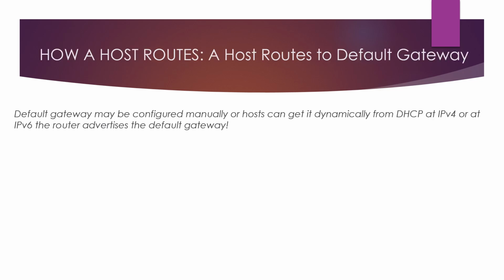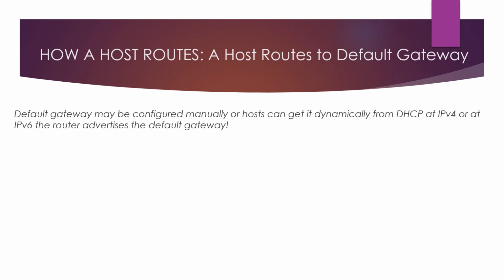A host routing table will typically include a default gateway. In IPv4, the host receives the address of the default gateway either dynamically from the Dynamic Host Configuration Protocol, or it can be configured manually. The same is true in IPv6: it can be configured manually, or the router advertises the default gateway address.